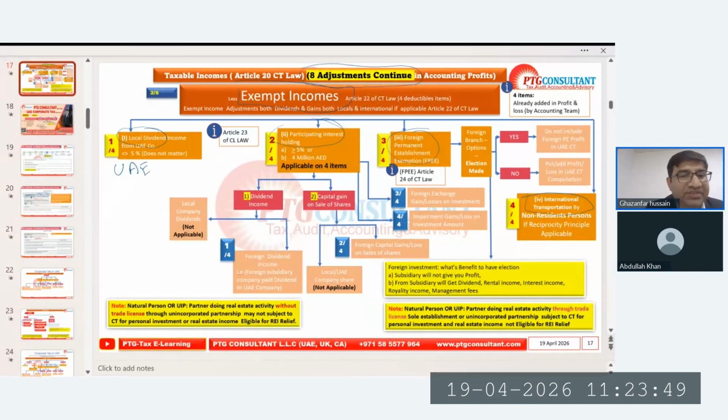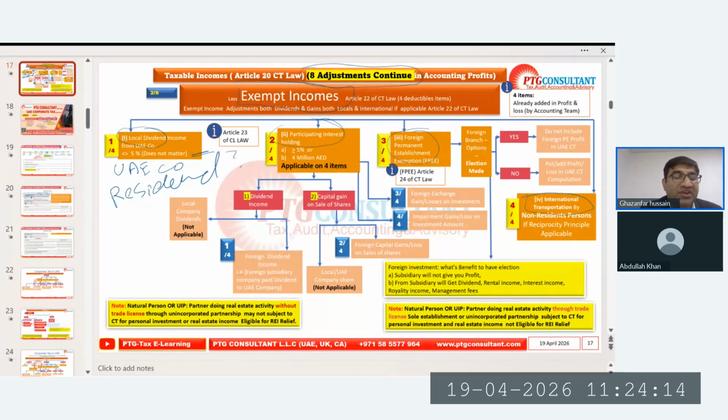Yes, sir. What does the UAE company mean? It means the resident. Like the company we are working with is registered in the UAE, is operating in the UAE, is doing business in the UAE. So that's considered a resident. If this is the condition, then the other condition is no need to check. What is the other condition?